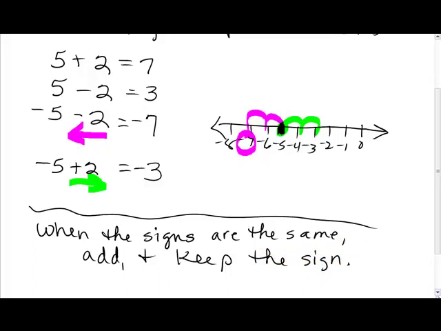That's what we did right here and right here. 5 plus 2, everything's positive, so it's still positive. These are both negative, they're the same. Add 5 plus 2, we get 7, and we keep that negative sign. But this other one, 5 and 2, to get a 3, we're subtracting. But our 3 stays negative, not positive like it did here.